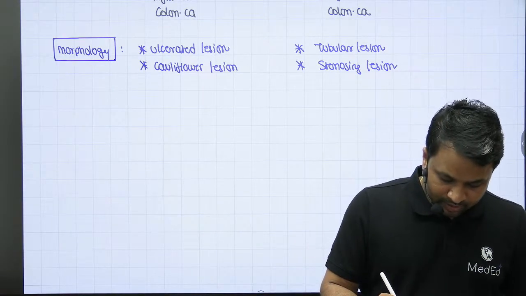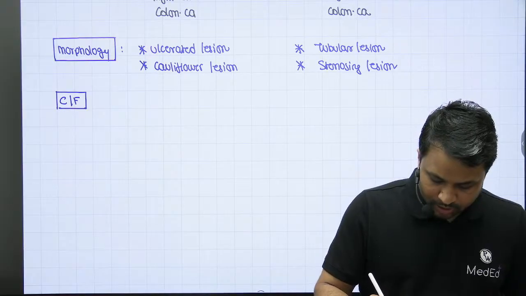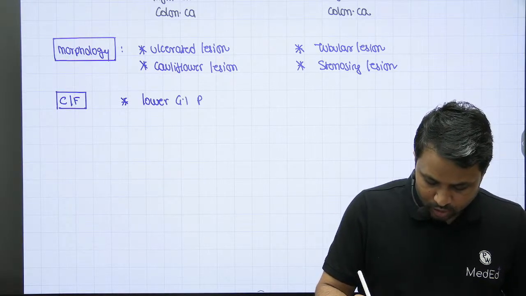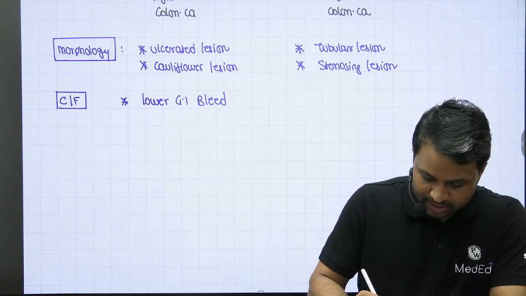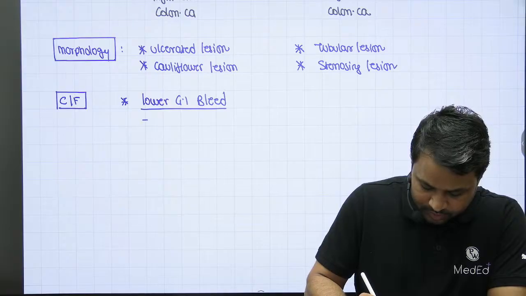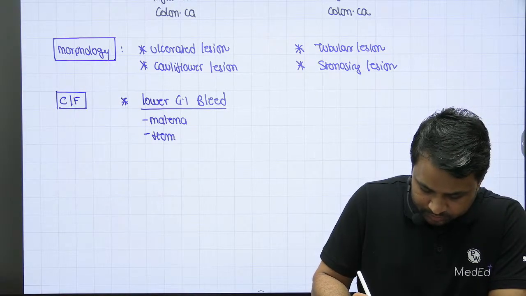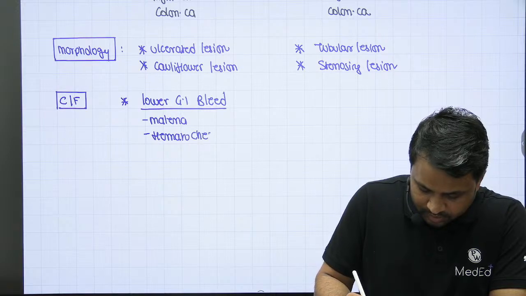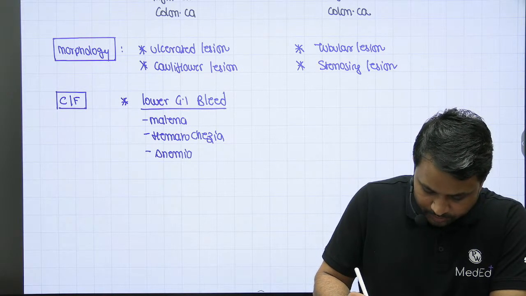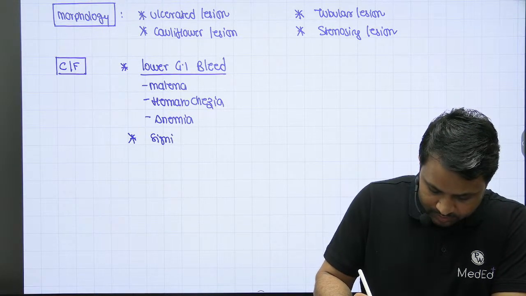Now in terms of clinical presentation, remember the right-sided colon cancers are going to present as lower GI bleeds. This lower GI bleed is usually associated with melena, hematochezia, as well as anemia. With that, it will also be associated with significant weight loss.